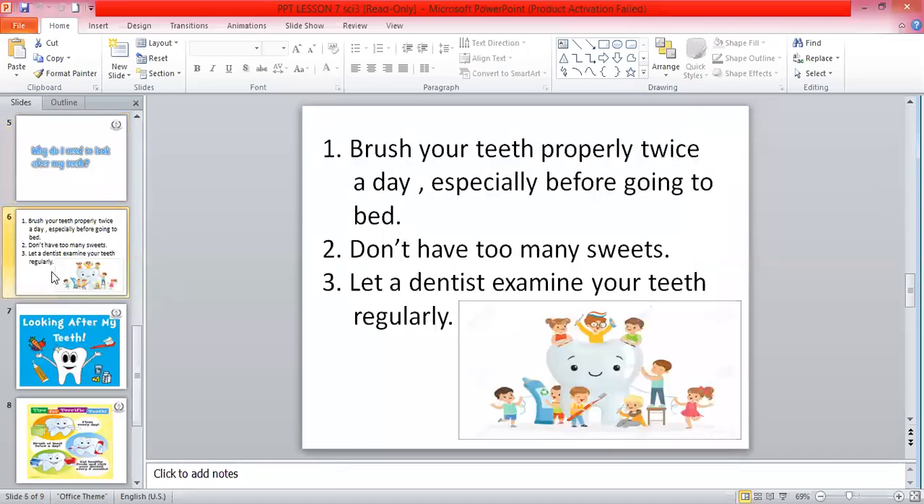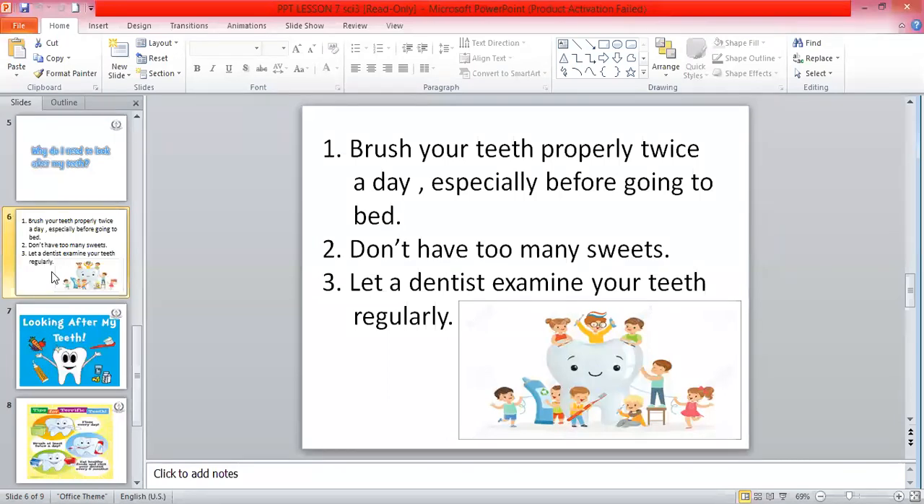And how can we do it? The easiest way, brush your teeth properly twice a day, especially before going to bed. That's the time when your teeth are going to take the rest, as you will be at rest also. So it's better to clean them, right? Clean them very properly, right?